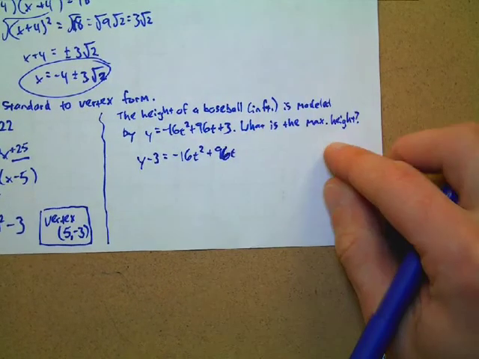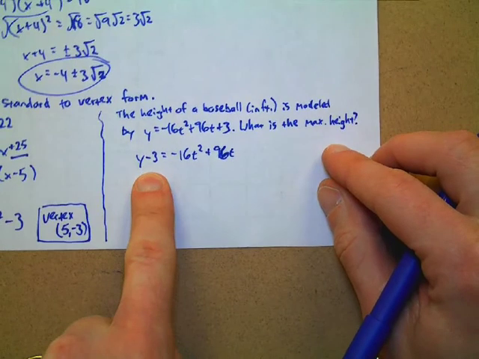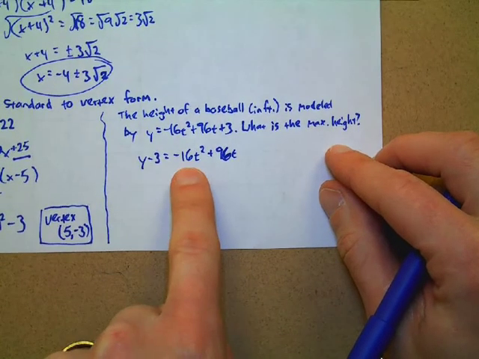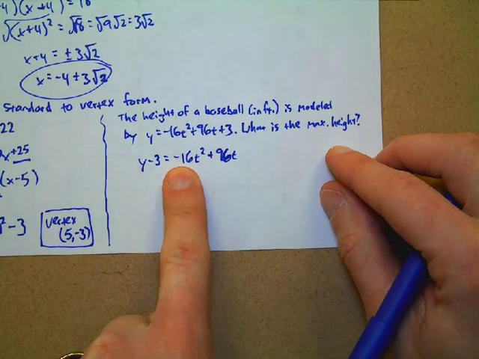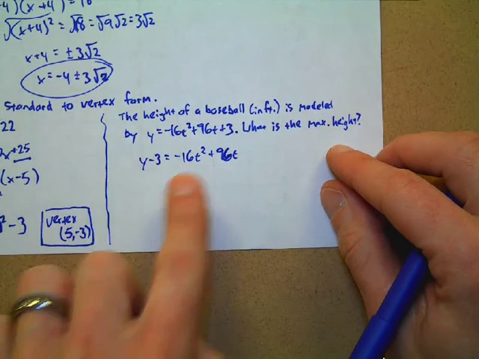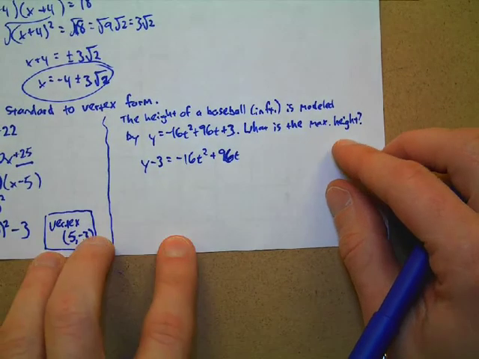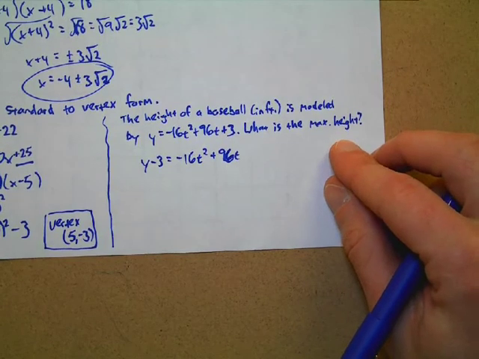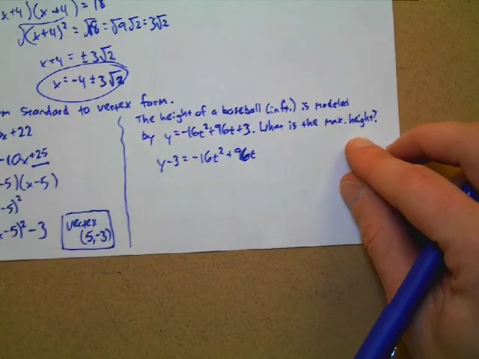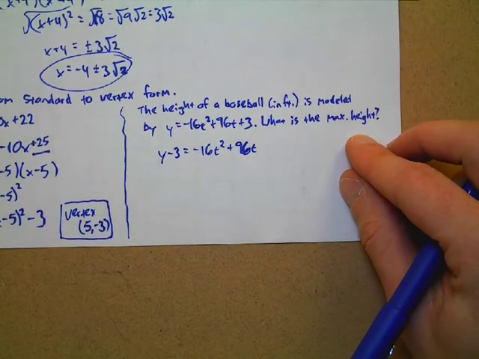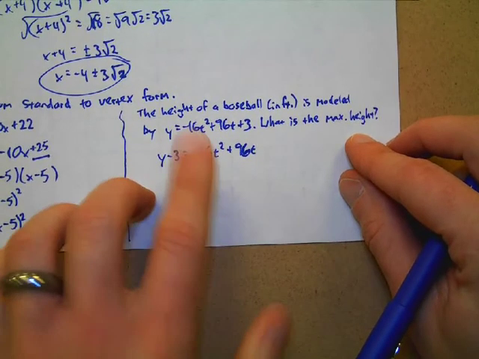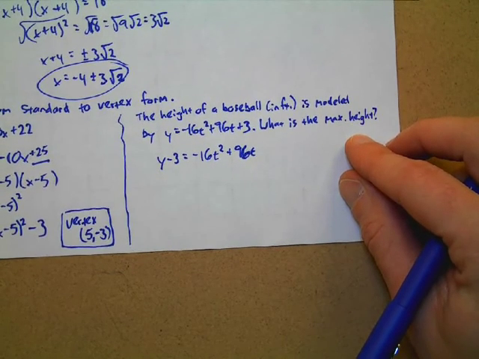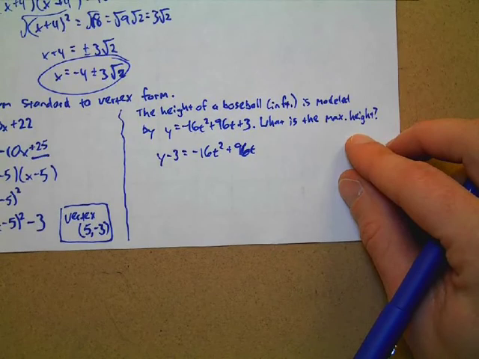Okay, so subtract the 3 over, right? Now here, our a value is not 1. Okay, our a value is not 1. So what we're going to do is, well, I'll leave it up to you guys. What would you like to do here to deal with this negative 16? What do you guys think, what would you do? Divide it? Yeah, all right, let's divide.